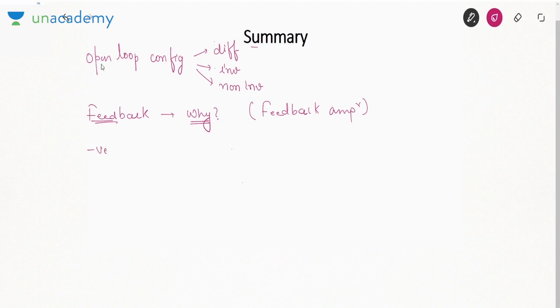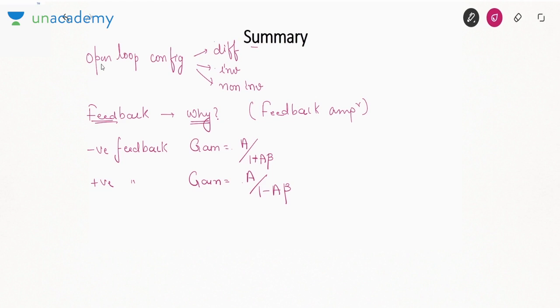Then we studied negative feedback. In negative feedback, we saw that gain becomes A over 1 plus A beta. Then we talked about positive feedback. There the gain became A over 1 minus A beta. How to recognize the feedback? If feedback is connected at the negative terminal, it is negative feedback. If it is connected at the positive terminal, it is positive feedback.